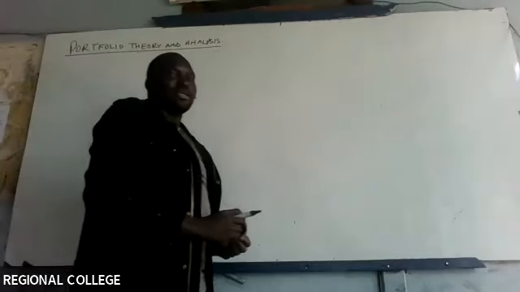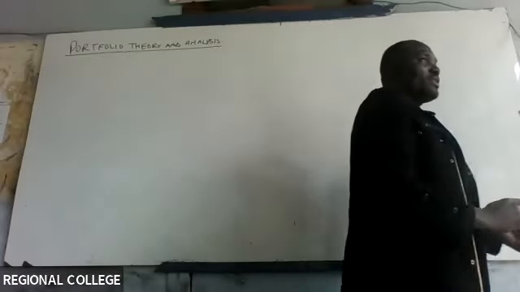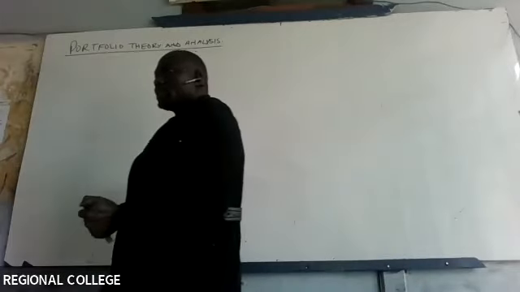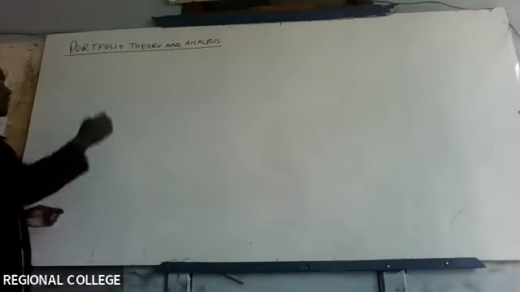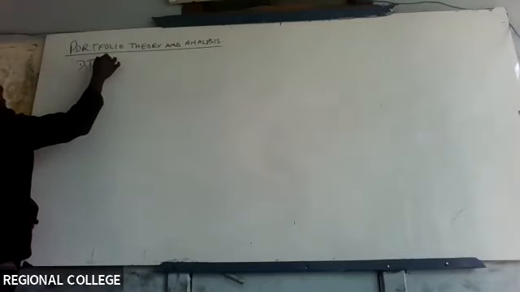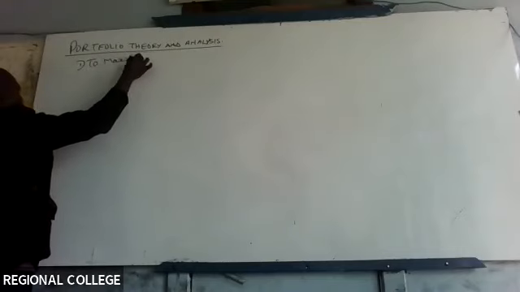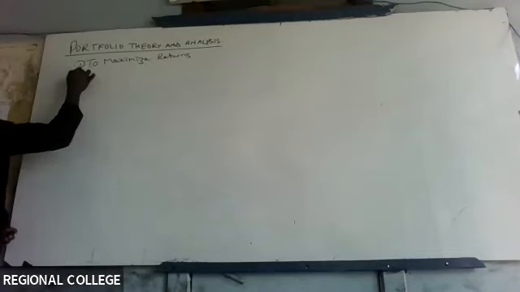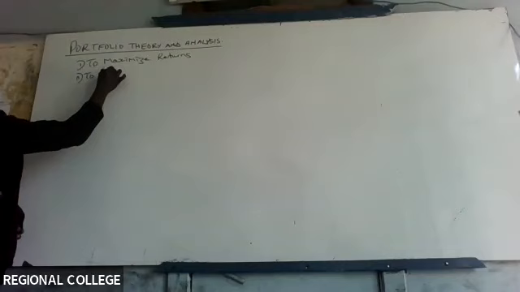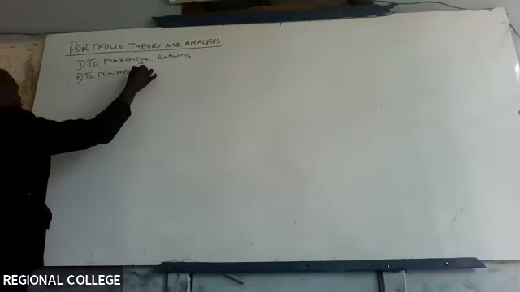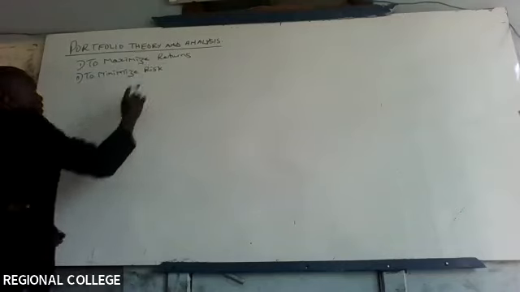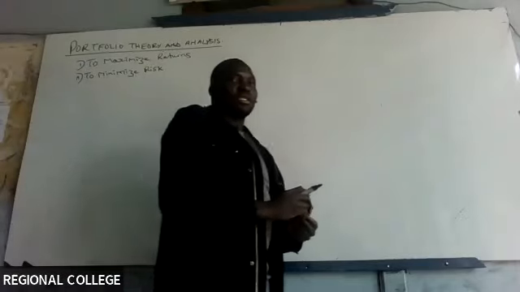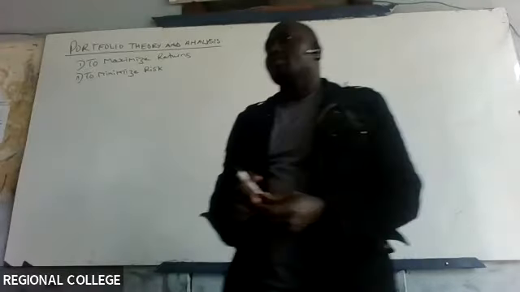Portfolio theory and analysis. The most important thing is that when you form a portfolio, there are always two key objectives. Objective number one is to maximize what? Maximize the returns. And the second one is to minimize risk. So we need to know how to calculate the return of the portfolio, and we need to know how to calculate the risk of the portfolio.